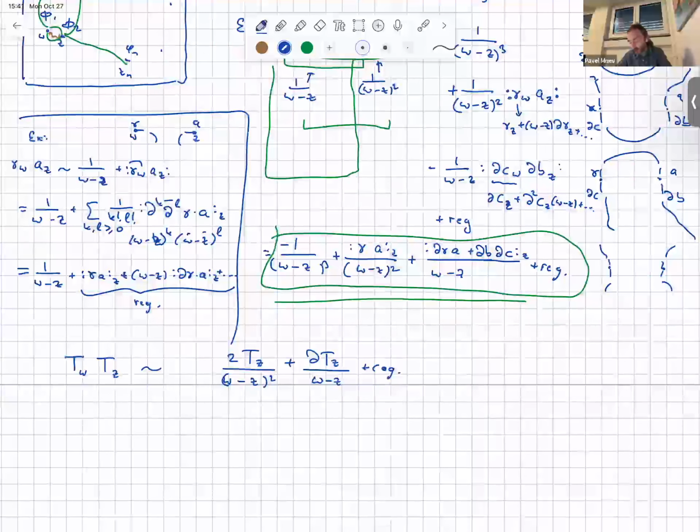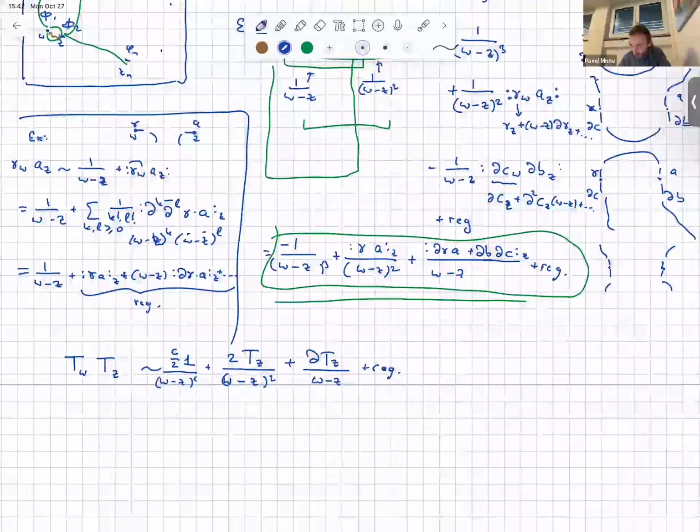So what does it mean? Here we recognize the standard OPE of the stress energy tensor with itself, but moreover, there is no quartic pole here. In a general OPE, there would be C over 2 divided by W minus Z to the fourth, times the identity field. But there's no such term here. Instead of C, there's 0. So that means that the central charge is 0.